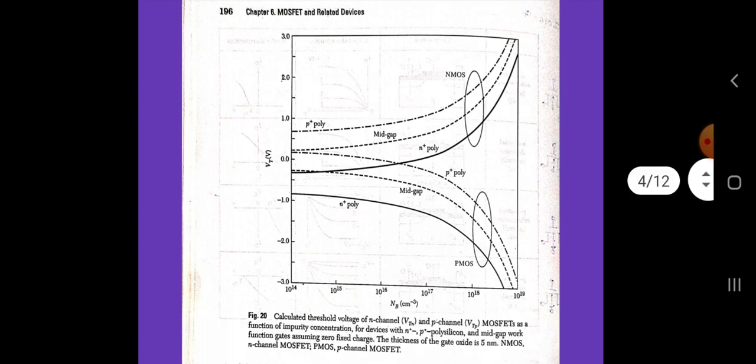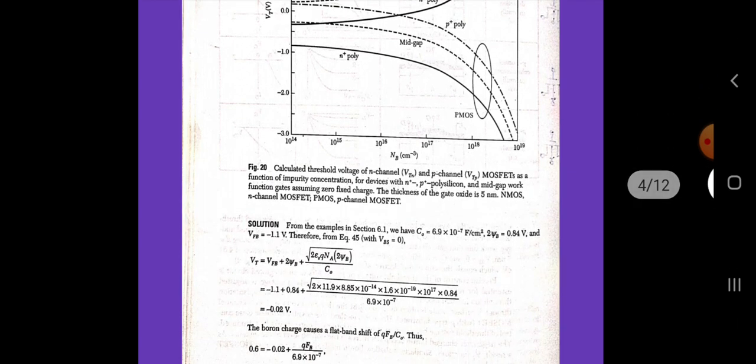We now take an example. The example is that for an N channel N plus polysilicon silicon dioxide silicon MOSFET with N_a equal to 10^17 per centimeter cube and Q_F by q equal to 5 into 10^11 per centimeter square, calculate V_T for a gate oxide of 5 nanometer. What is the boron ion dose required to increase V_T to 0.6 volt? Assume that the implanted acceptors form a sheet of negative charge at the silicon dioxide interface.